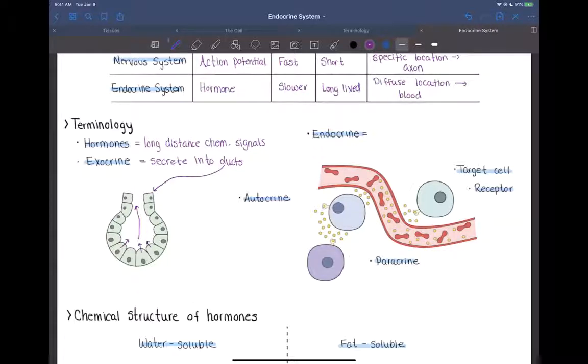Those are exocrine glands, and they are different from the endocrine glands that we're going to be talking about in this chapter, because endocrine glands are ductless. They don't have ducts, so they don't have that series of cuboidal cells arranged in a tube shape. They just secrete directly into the blood.